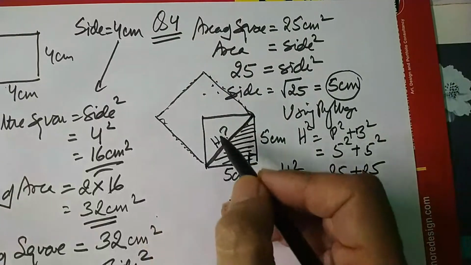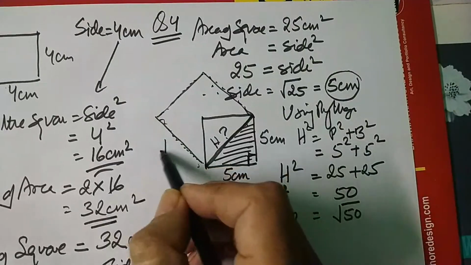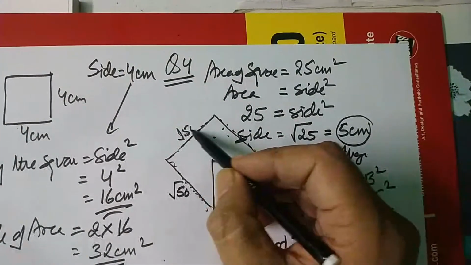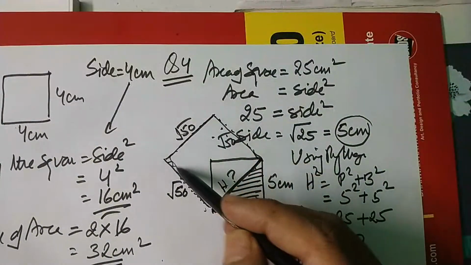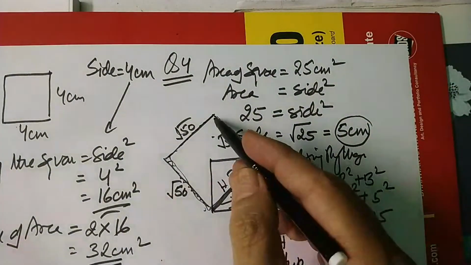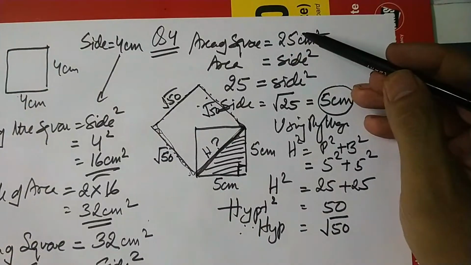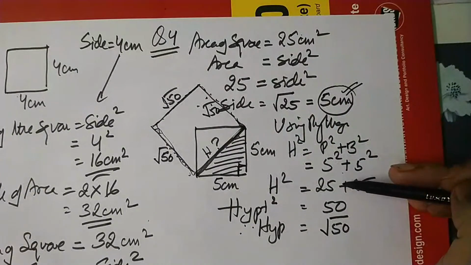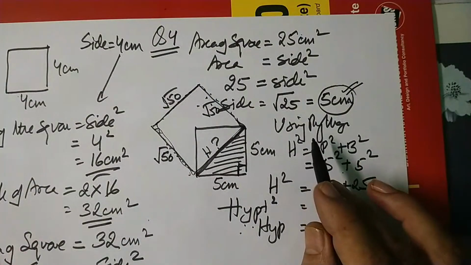It means if H is under root of 50, then what is this side? This is all under root of 50 because the sides of a square are equal. So this is under root of 50, this is under root of 50, so all the sides are equal. So this square is made on the diagonal. This was the first square whose area was given to you. From the area we have found the side. From the side we are finding the hypotenuse using Pythagoras theorem. So how it came, you can see the video again.